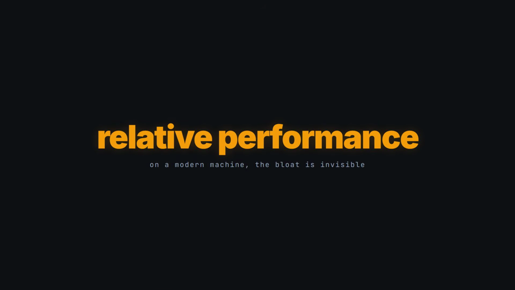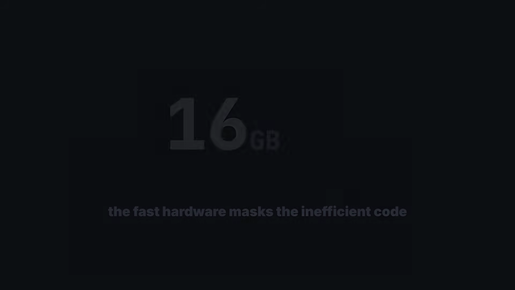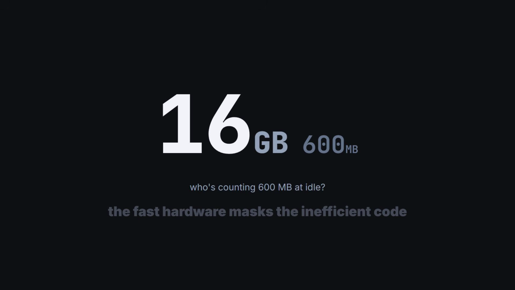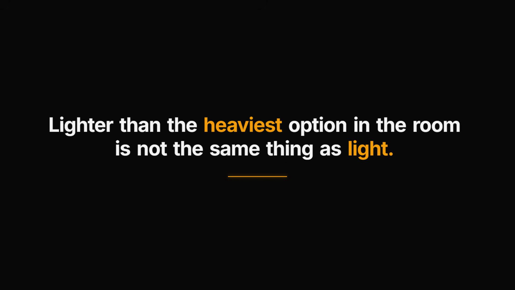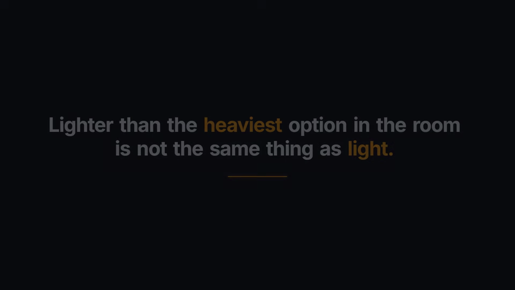Here's the trap, and it's psychological more than technical. It's what you could call relative performance. On a modern machine, the bloat is invisible. You've got 16 gigabytes, who's counting 600 megabytes at idle? So you accept it. The fast hardware masks the inefficient code. You stop noticing that lightweight became a comparison, lighter than GNOME, instead of a measurement. Lighter than the heaviest option in the room is not the same thing as light.